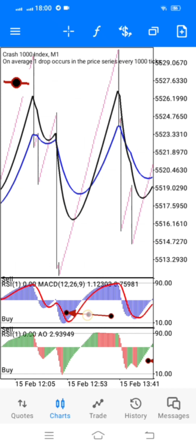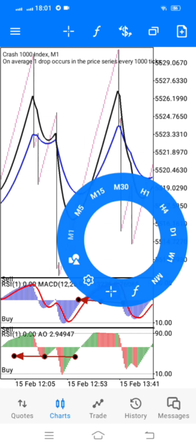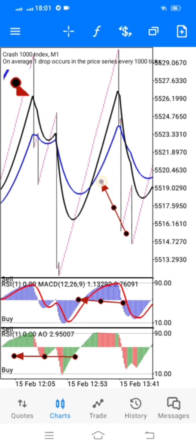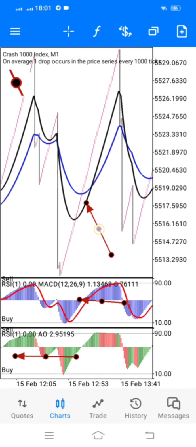The MACD touched level 10 and it crossed above level 0. Over here, the awesome oscillator touched level 10, crossed above level 0. So our two conditions are met over there. And then, of course, on the main chart, the black moving average crossed above the blue moving average, and we take 20 to 30 candles and we take profit.